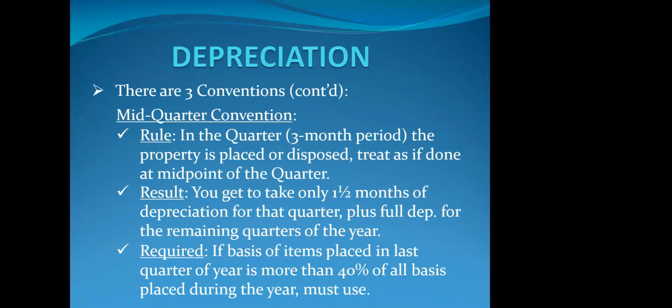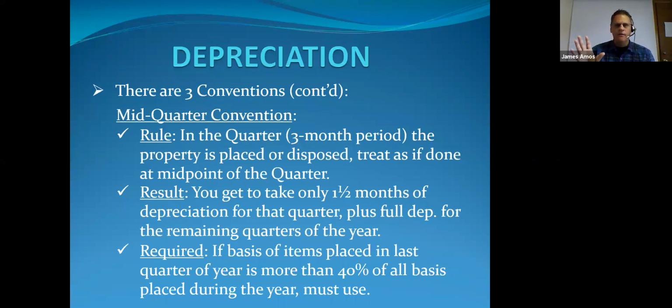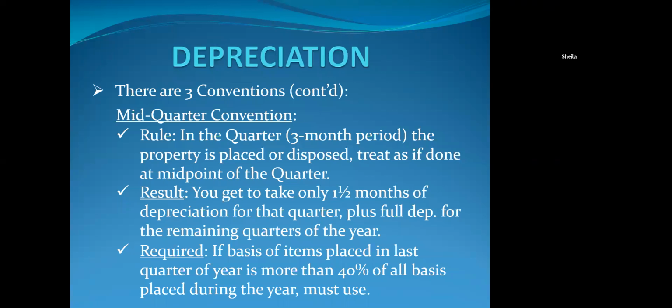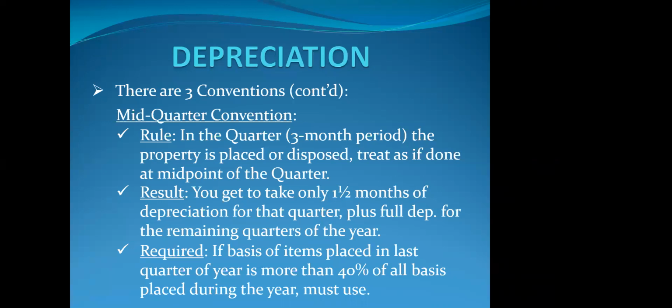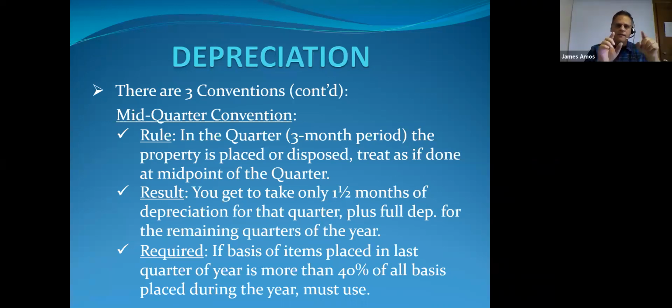Now, then what you do is you look at just the last quarter of the year. The last quarter of the year are which months? October, November, December. That's right. You take a look at what items you placed in service in just the last quarter of the year and figure out what the basis is for just those items. Then you compare the cost basis for all items you put in service during the year to the basis of the items you put in service during just the last 3 months of the year. If the basis for the last 3 months of the year is more than 40% of your entire basis for the whole year, then you have to use this convention.